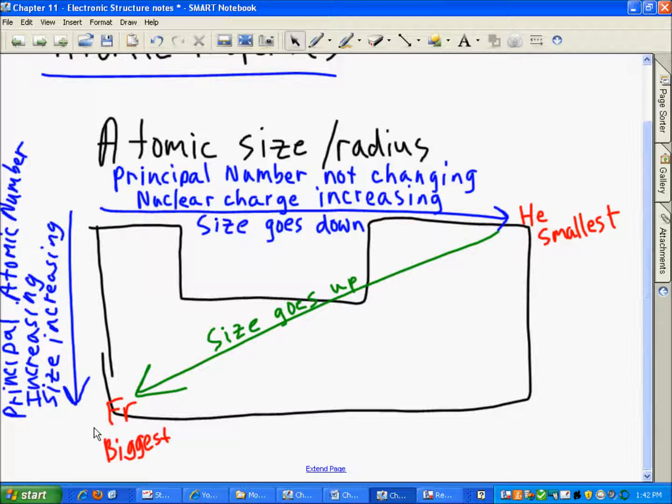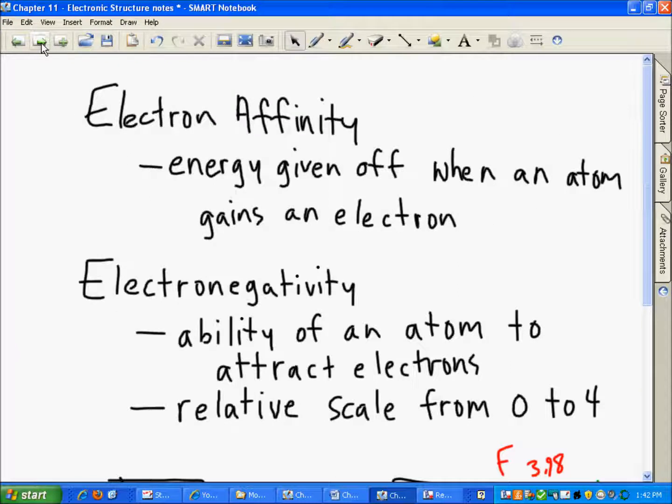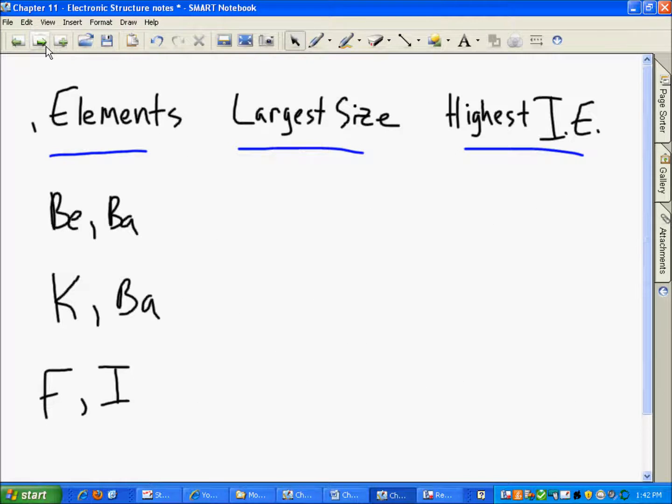So Ba is smaller than Be. Actually, no. Ba is bigger than Be. So the larger of the two would be Ba, because Ba is further down the bottom of the periodic table. When you go down, you're getting bigger. And when you go left, you get bigger. So going left and going down, you get bigger.